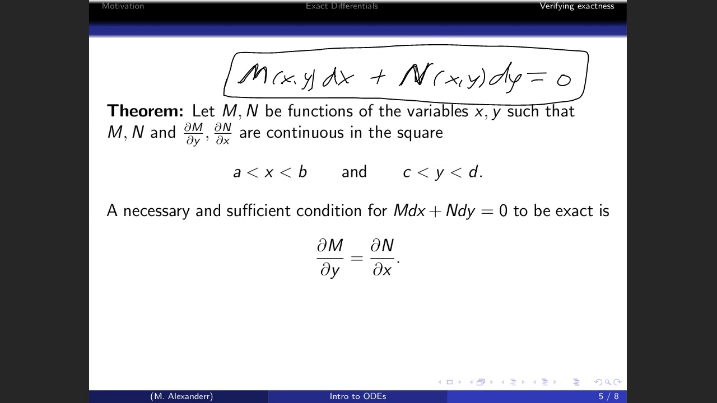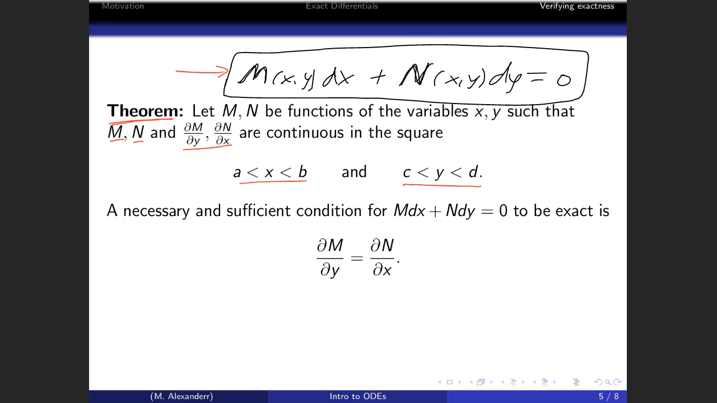Well, that's what the theorem is telling us, okay? The theorem is telling us when is this expression, or when is this equation, an exact differential equation? So it gives you a little test to figure out whether this is an exact differential equation. And the conditions are the following, and I'll just say it here: the m, the n, and the derivatives have to be continuous on the specific domain given to you in the problem.